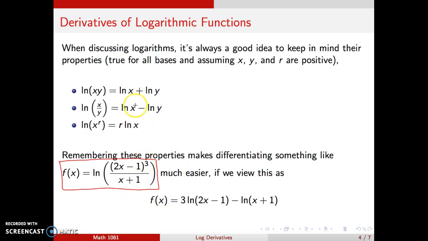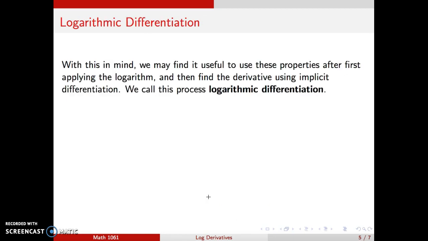If you keep in mind these rules up here, though, we've got this divided by that, so there's the difference there, and then that 3 comes out in front as a coefficient. And now we're in business. That's pretty manageable to compute. That derivative is now just going to be the natural log rule a couple times with very basic chain rule. So it's useful to keep those things in mind.